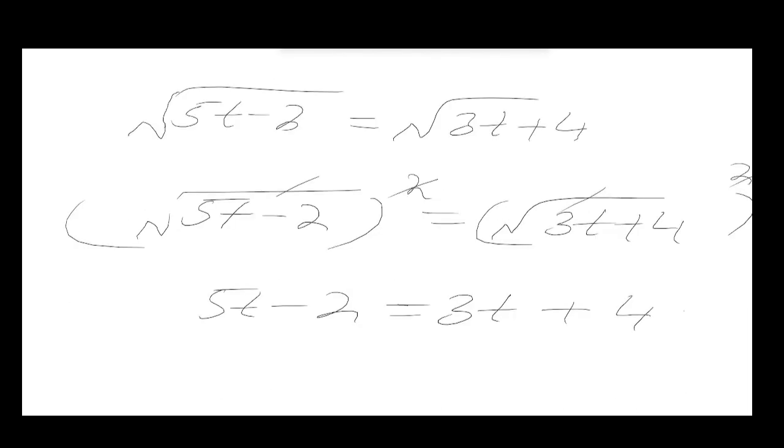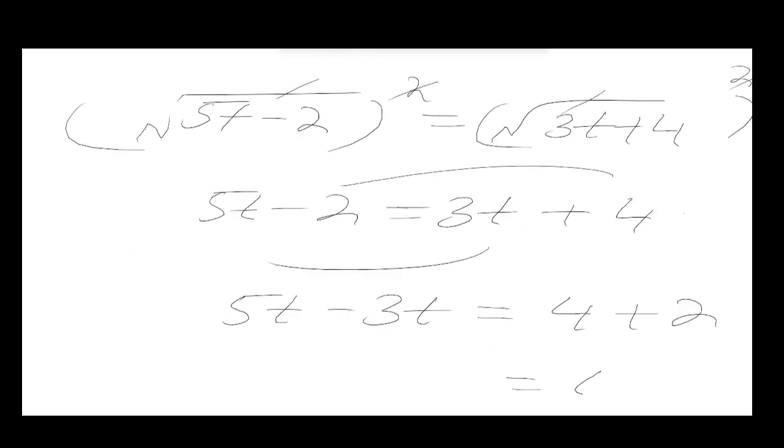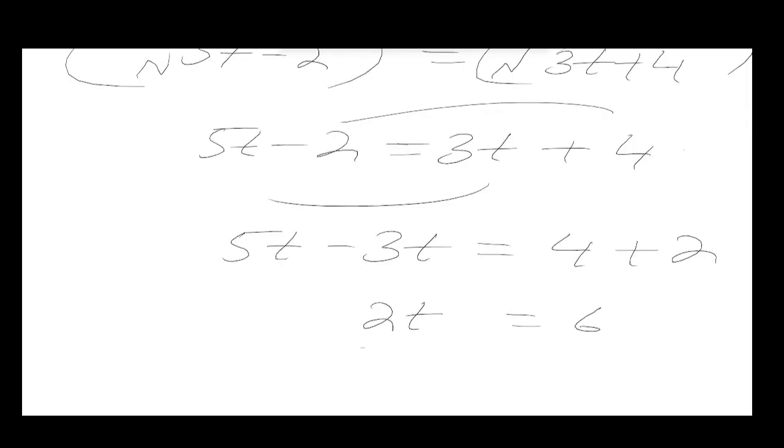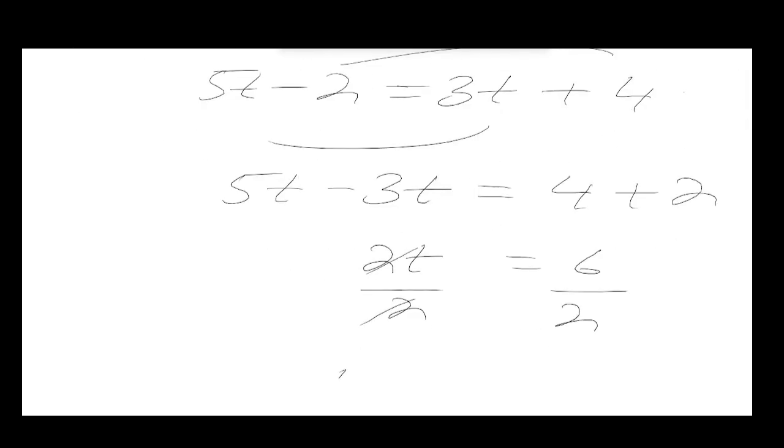Okay, so now we are going to assign the variable with the variable and the numeral with the numeral. So the 2 goes to the right while 3t goes to the left. So we can write 5t minus 3t is equal to 4 plus 2. So 4 plus 2 is 6, and 5t minus 3t is 2t. So we can write 2t is equal to 6. So 2 will be divided on both sides. Here the value of t will be 3. So this is our final answer.